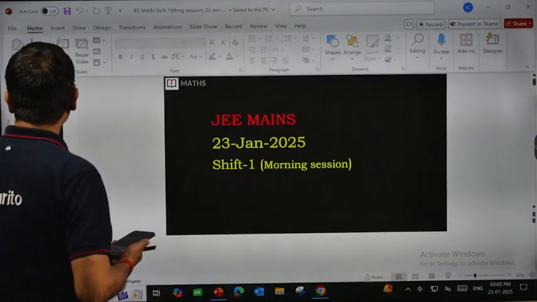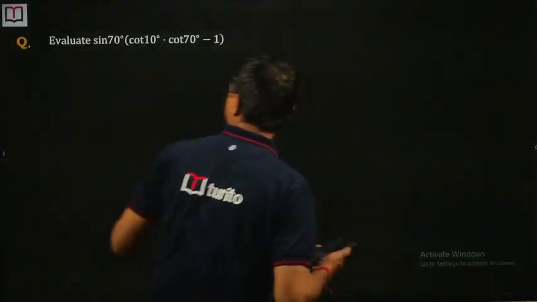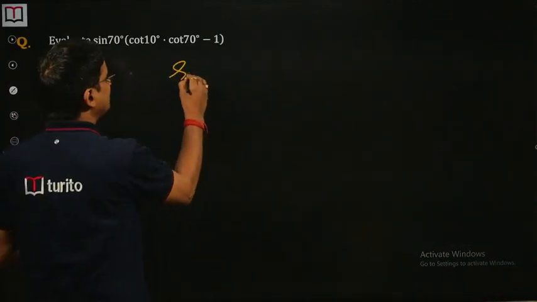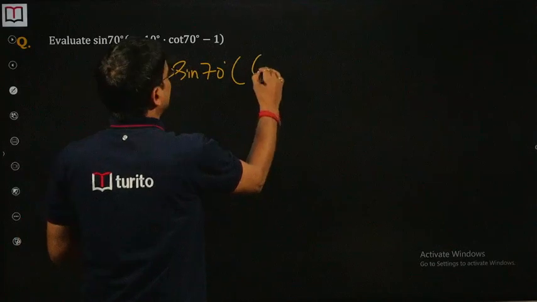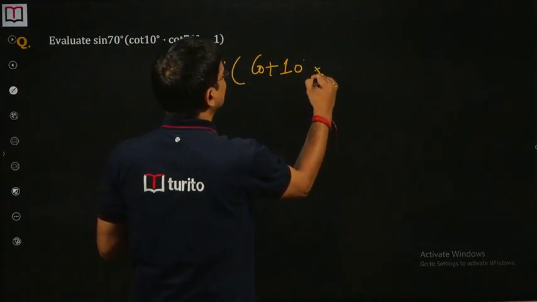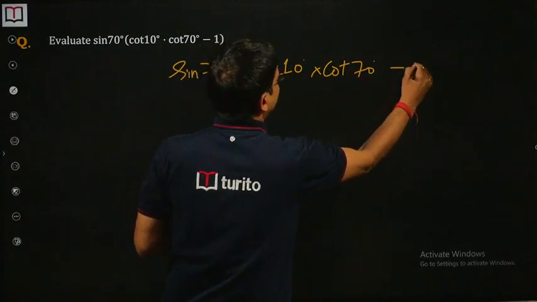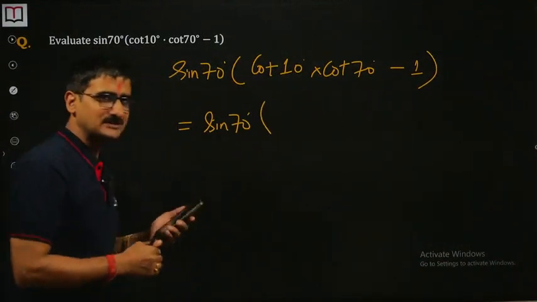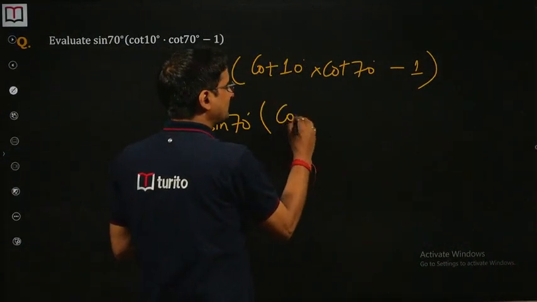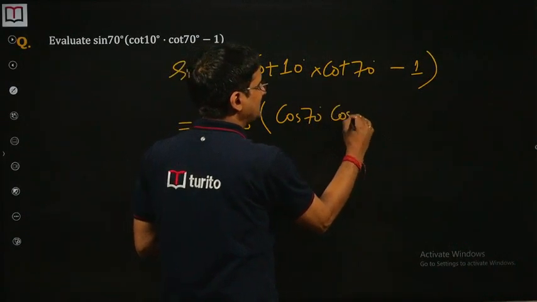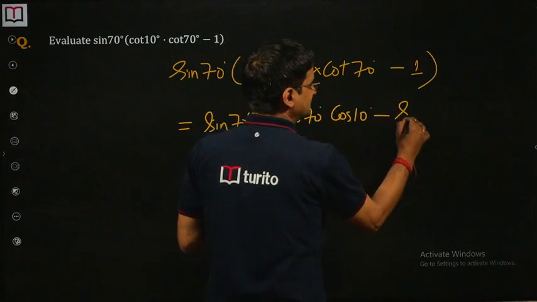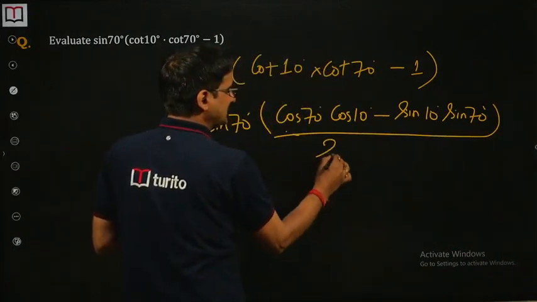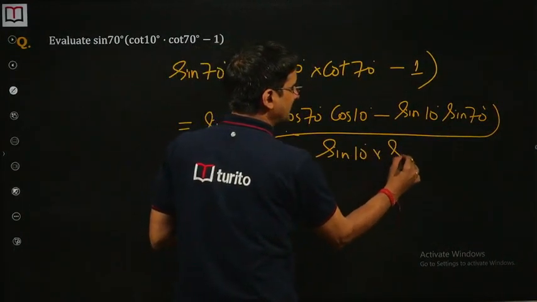Yeah, so if we go with that question, you will find that definitely that's a really simple question of trigonometry, isn't that, bacho? We have to evaluate this value, which is sine 70 degree of cot 10 degree into cot 70 degree. Even a 10th class student will just convert it to cos and sine. So that's what I will also do here. So cos 70 into cos 10, and then take LCM. So it's cos 70 cos 10 minus sine 10 sine 70 degree upon sine 10 degree into sine 70 degree.